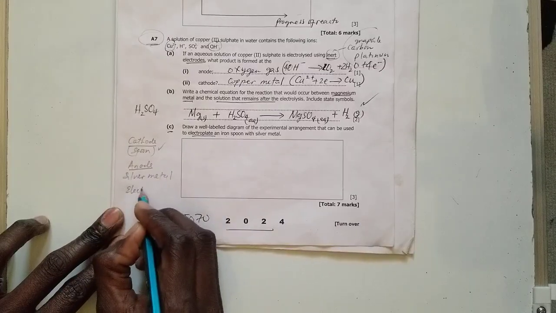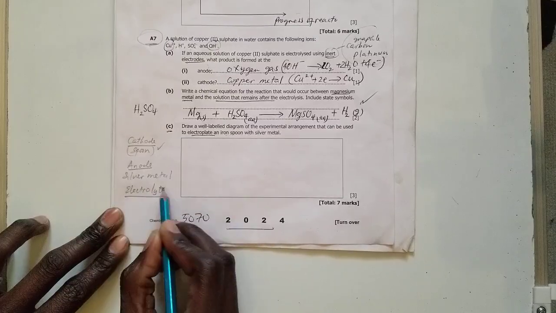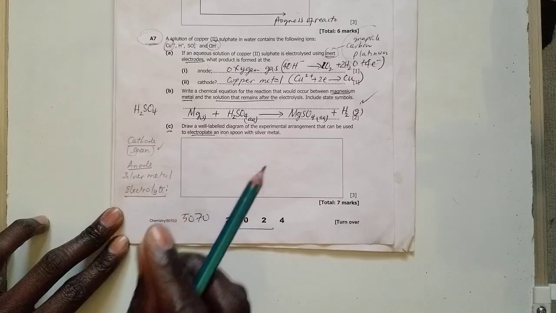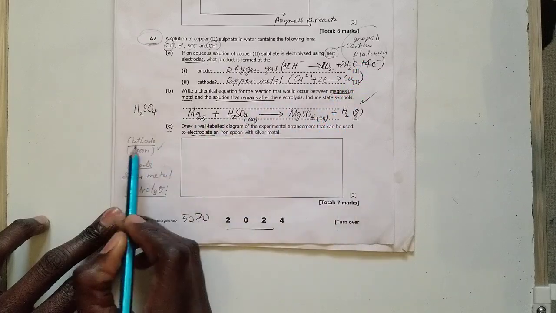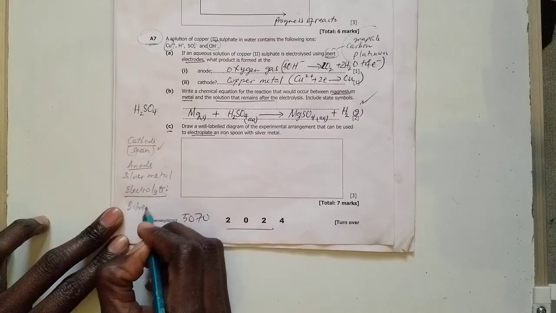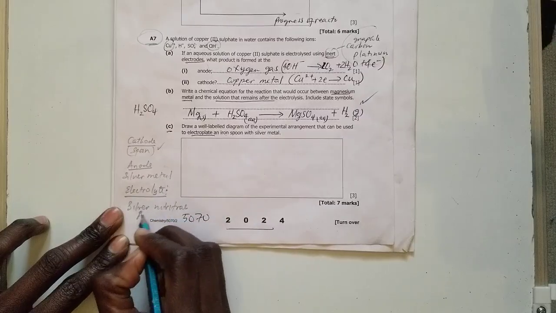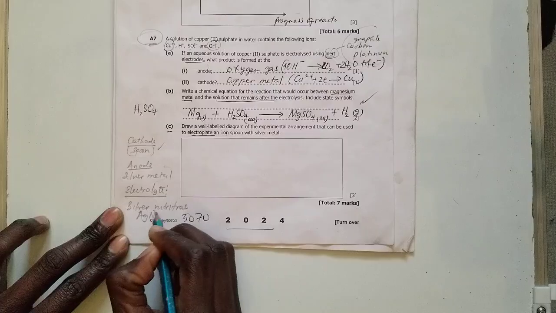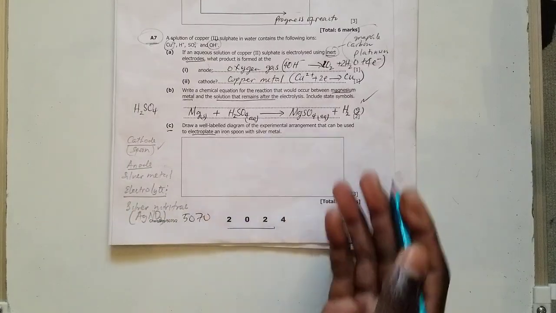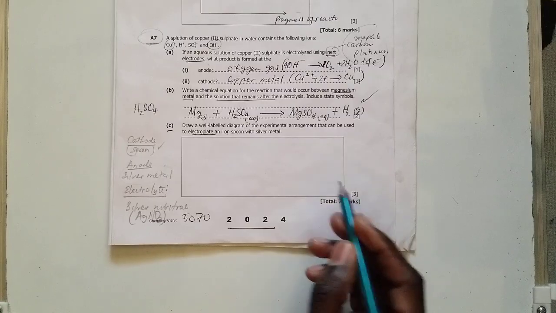Then the other thing that you need to focus on is simply the electrolyte. So the electrolyte should be an aqueous solution of the metal that you are using to electroplate on the spoon. So you can use silver nitrate in this case. So that's what you just needed to do. You just need to draw this arrangement, and that was actually carrying 4 marks.